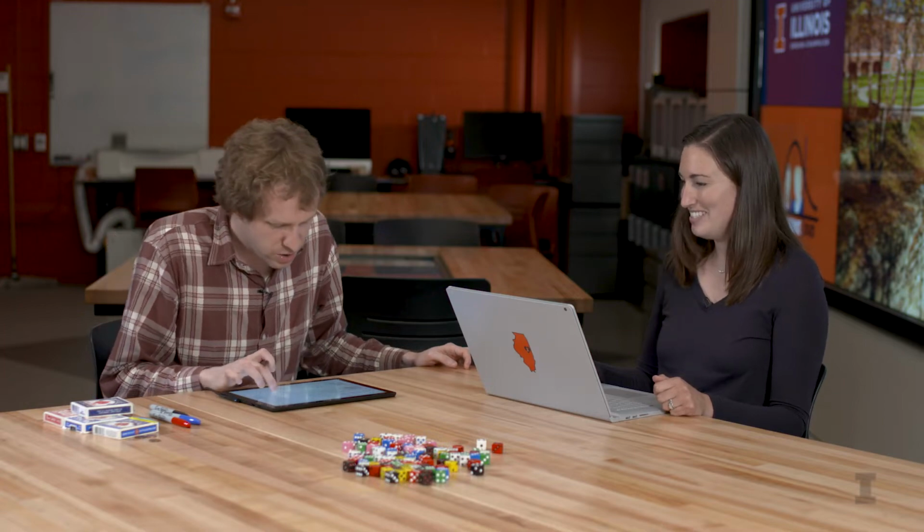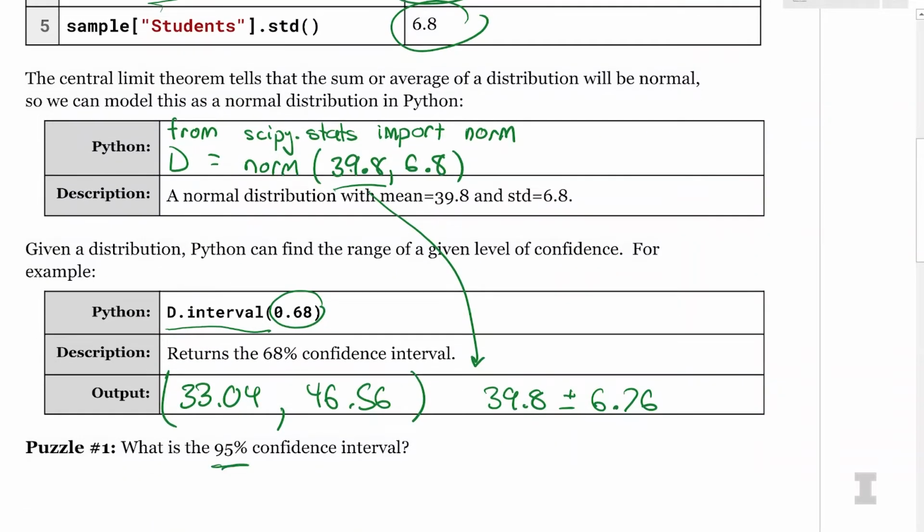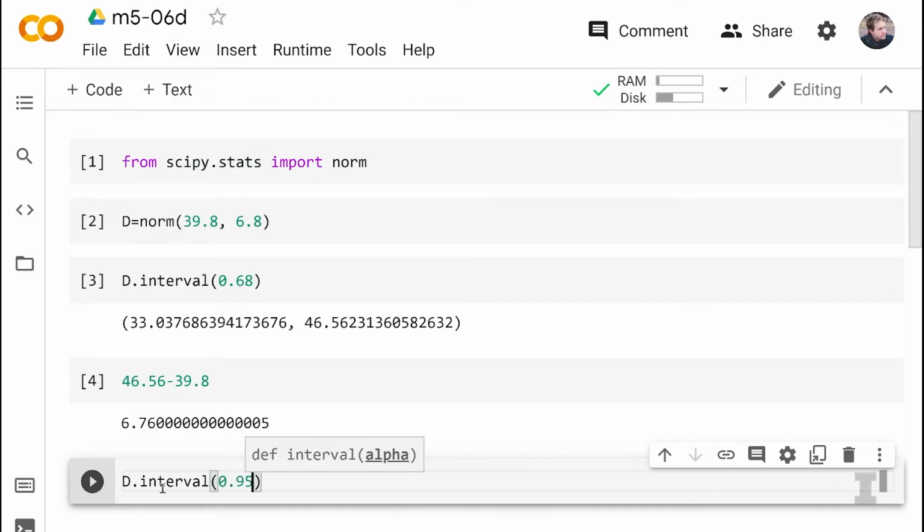And what this means, going back to our problem space, is that we are 68% confident that the true number of students in an average Illinois course is between 33 and 46, with 68% confidence. Yes. So let's go ahead and look at the 95% confidence interval. So in Python, we don't even have to think about the z-scores. We can just go ahead and say d.interval of 0.95. That is so nice, because calculating the z-scores can be a little complicated.